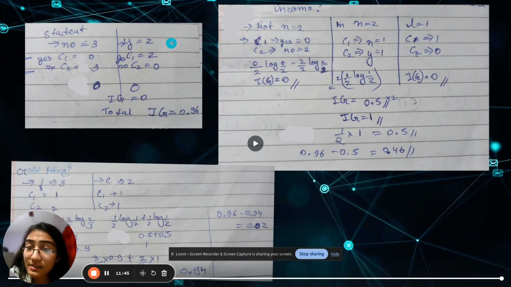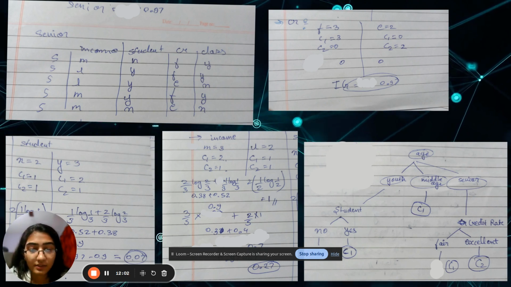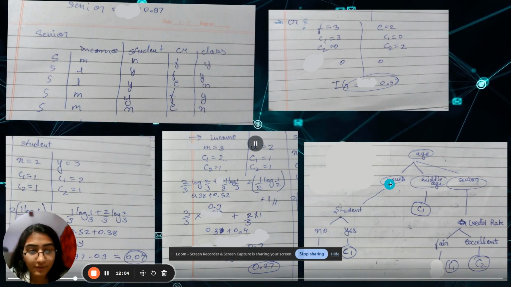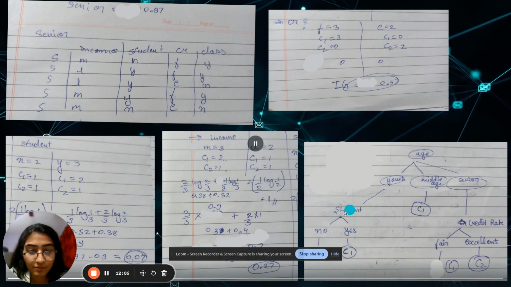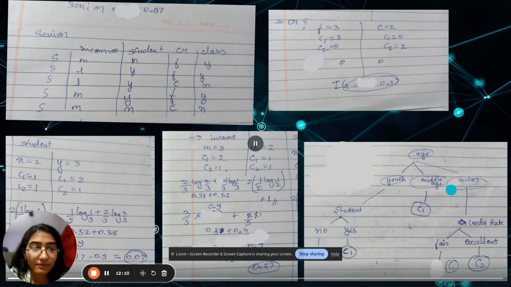And if he is a student, then class will be C1, as C2 is equal to 0. Okay, so if it is not a student, then it will be C2. And if it is a student, then it will be C1. Okay, then. Now we will do it for youth. We again find out if it is a student. No, C2. Yes, C1. Now we will find out for senior.